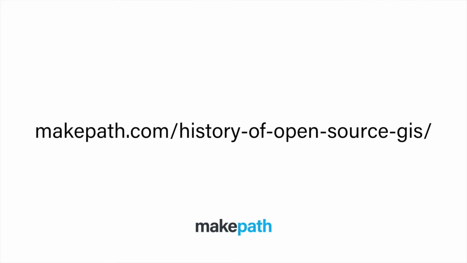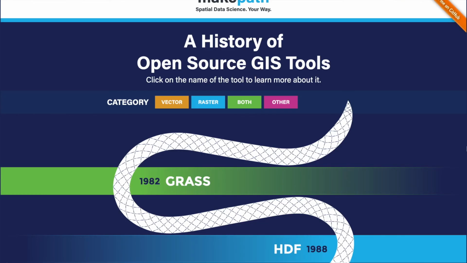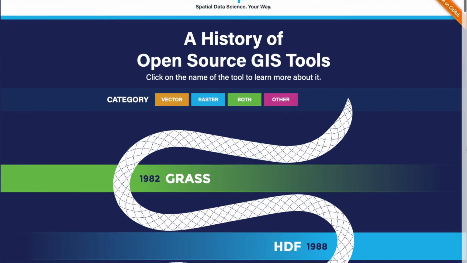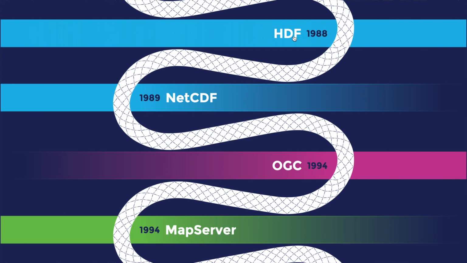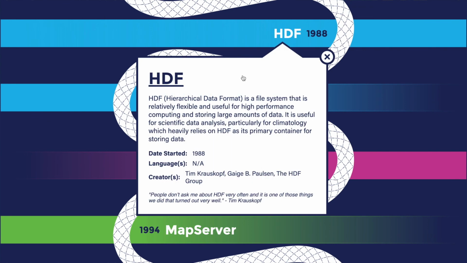To help folks learn more about open source GIS and the history of open source GIS, we recently created an interactive infographic showing some of our favorite projects. This infographic details the release dates, contributors, as well as links to learn more about each specific project.